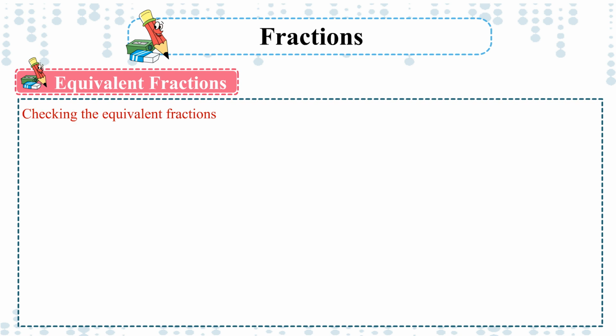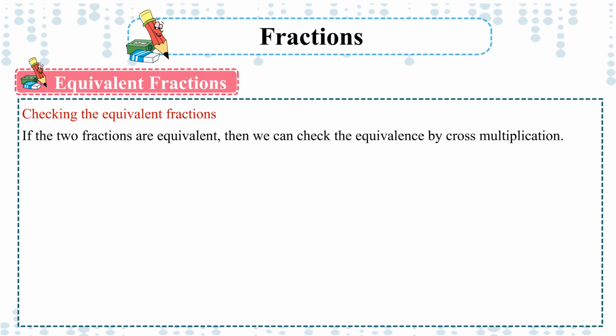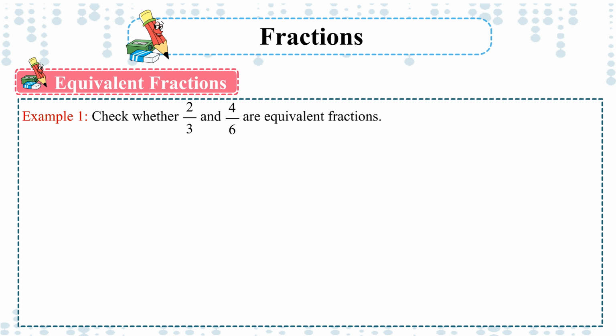Checking the equivalent fractions. If two fractions are equivalent, then we can check the equivalence by cross multiplication. Example 1. Check whether 2 upon 3 and 4 upon 6 are equivalent fractions. Solution: 2 upon 3 and 4 upon 6.